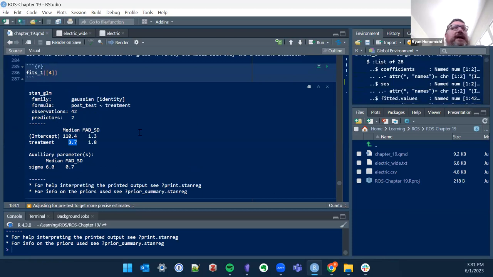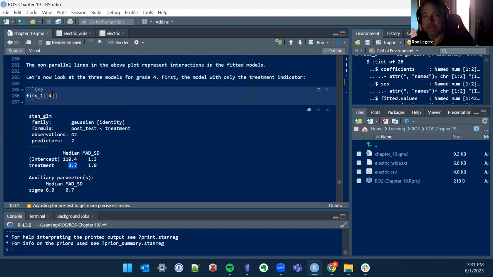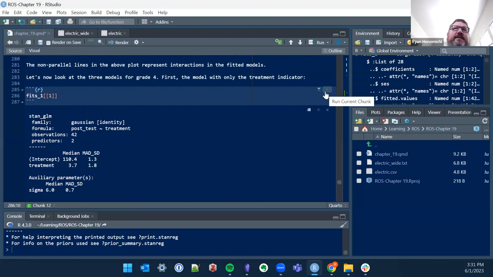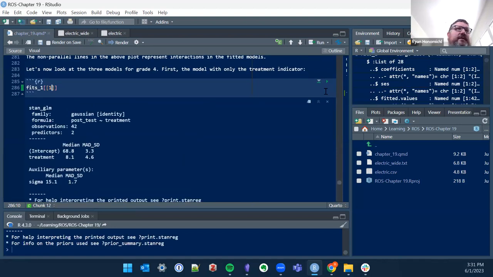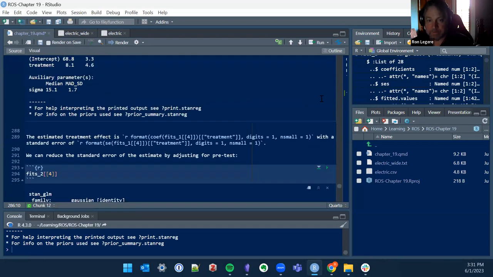I don't know. Yeah, once again, I'm pretty sure that means it's grade four. I think that they did them in order, right? One, two, three, four, grade one, two, three, four. This is grade four. See if this works. That'd be grade one. So grade one, as we thought, has a much bigger effect, right? Because there's no ceiling.